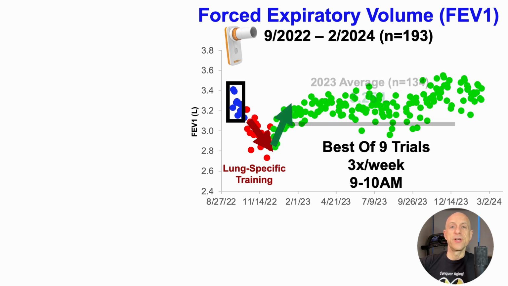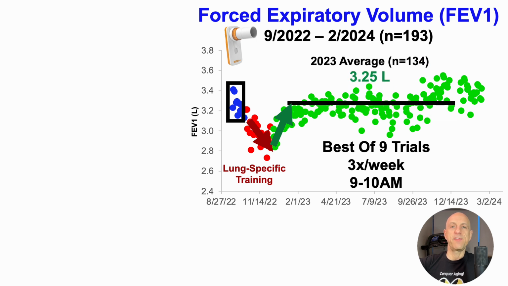such that in 2023, average FEV1 over 134 different measurements, 134 different days of data, average was 3.25 liters per second. Now, we're in 2024, and so far the data is a bit better over 21 different days. Sample size is obviously smaller, so hopefully I can keep this up for the remainder of the year, for the remaining 10 months. My average FEV1 thus far in 2024 is 3.38 liters per second.